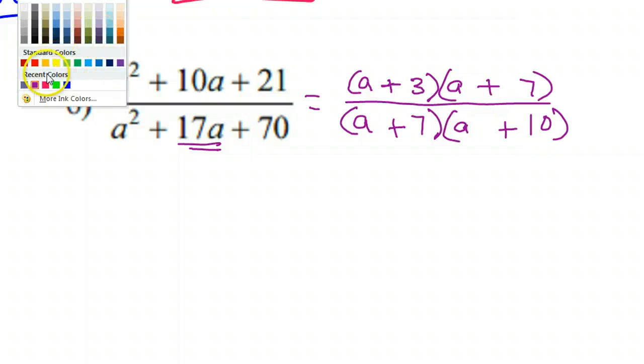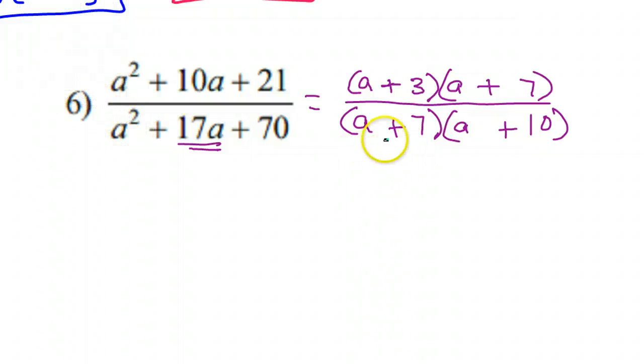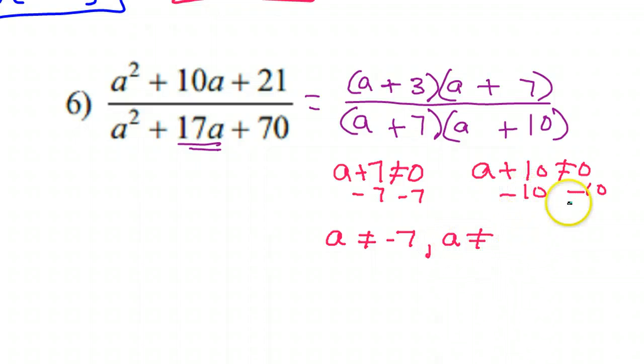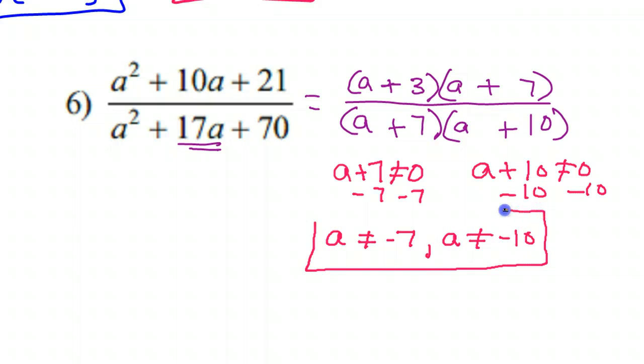Now, let's talk about the restricted values. The denominator cannot equal 0. That means neither one of these factors can equal 0. a plus 7 cannot equal 0. a plus 10 cannot equal 0. Subtracting 7 from both sides tells me that a cannot equal negative 7. Subtracting 10 from both sides tells me that a cannot equal negative 10. So these are my restricted values.